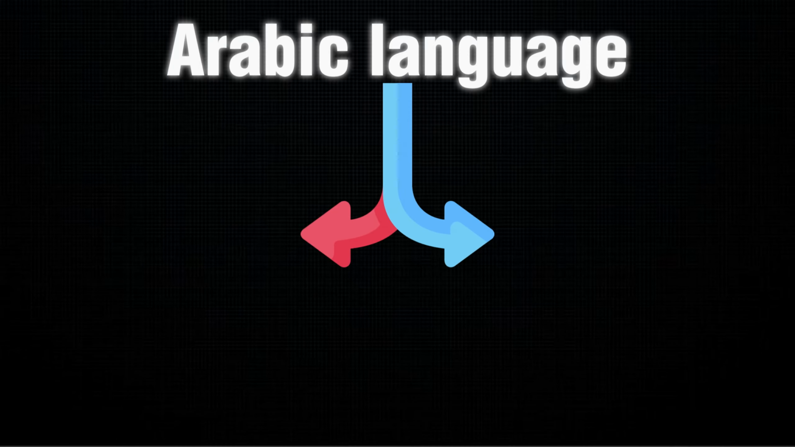In Arabic, almost every noun has a gender. It's either masculine or feminine. Why is that important? Because gender affects grammar, including how we use numbers. Yes, numbers change depending on the gender of the thing you're counting.